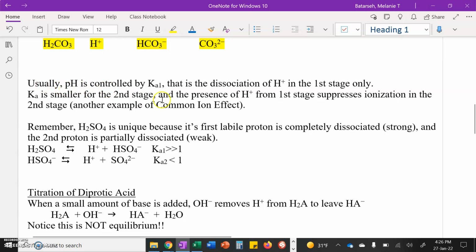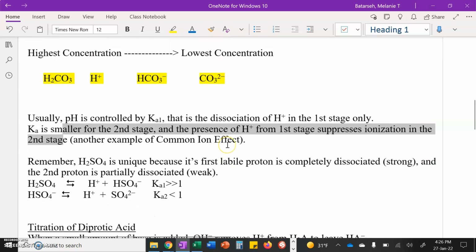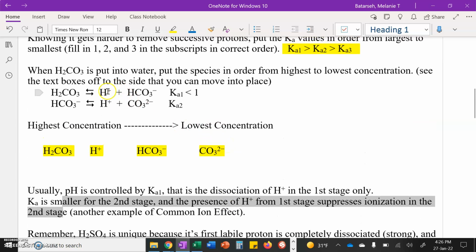So usually the pH of the polyprotic is really just controlled by Ka1. It's that dissociation that matters. That stage 1 dissociation controls the pH of the overall solution. The Ka of the second stage is smaller, and in addition to that, the presence of H plus from the first stage suppresses ionization in the second stage. It's another example of the common ion effect.